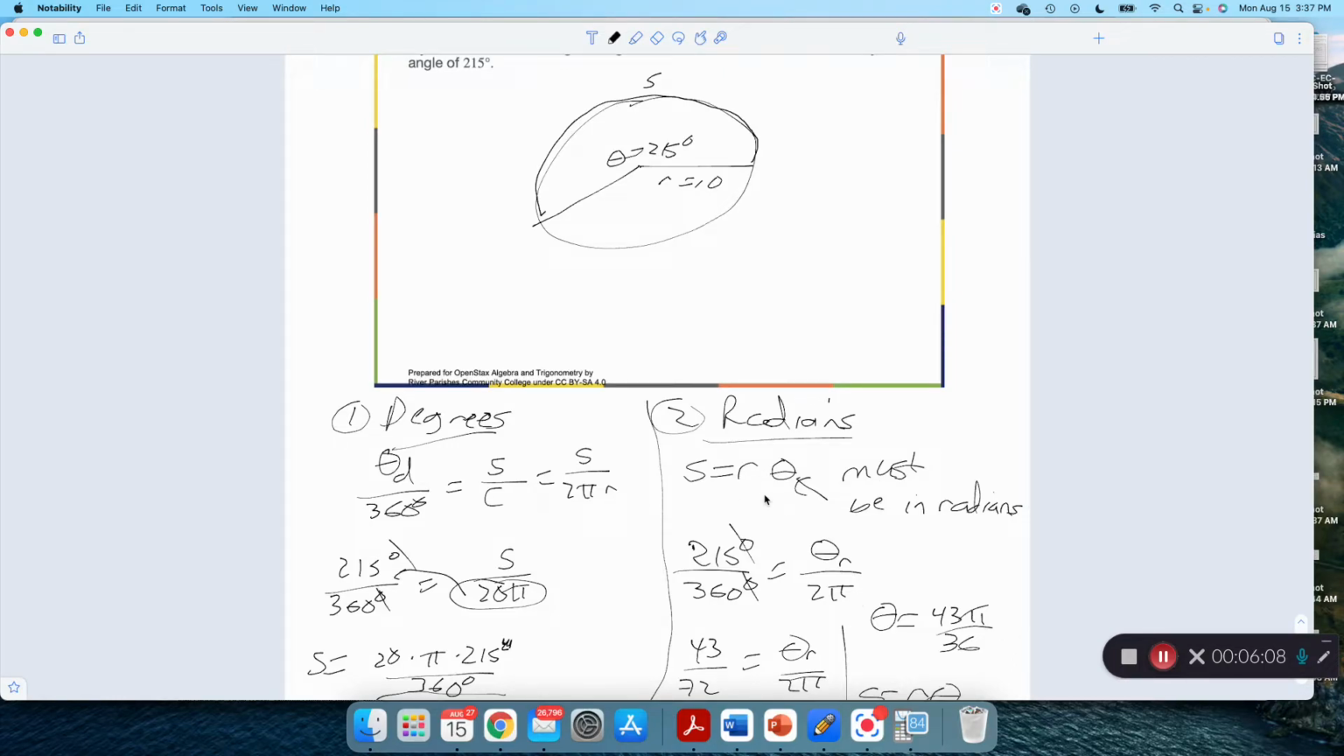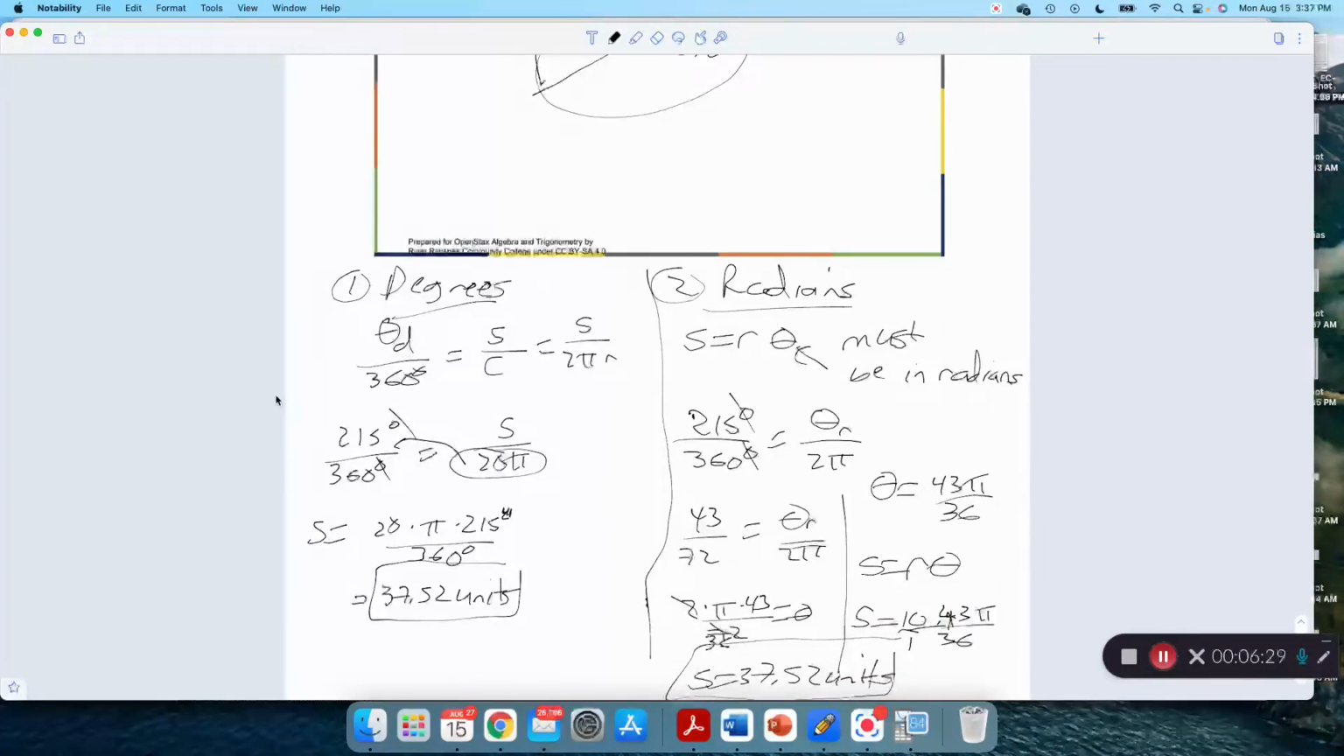Just use this formula. If they give it to you in degrees and you can easily convert it, like we know 30 degrees is pi over 6 radians, just convert it. S equals R theta, you're done. If it's a nasty angle like 215, I would go through this process.